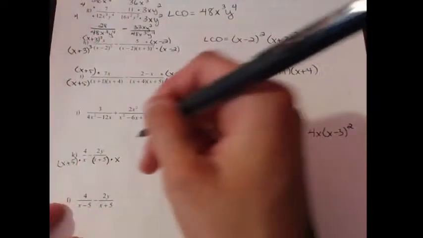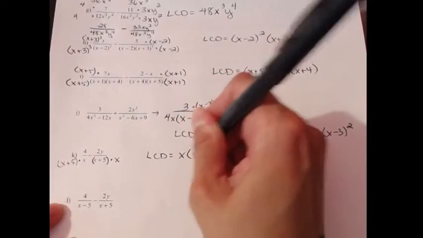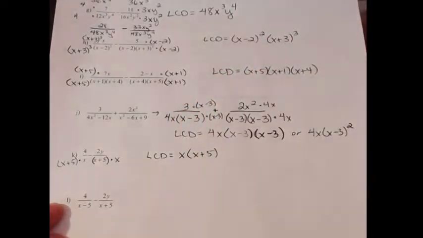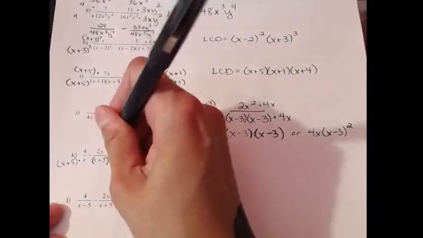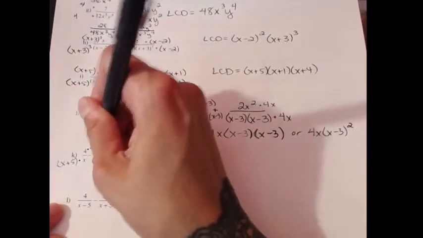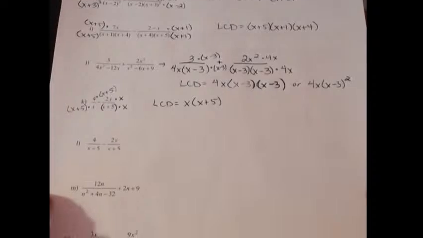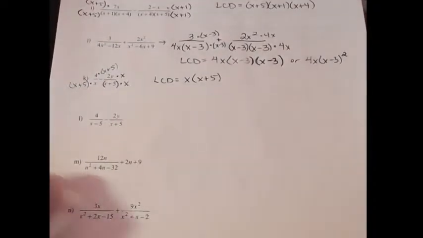Doesn't work mathematically. Which means our LCD in this case is going to be x times x plus 5. As a reminder, we would be multiplying our numerator by x, and we'd be multiplying our numerator in the first fraction by x plus 5. I know there's a lot of writing going on all over the place, but hopefully this is making a lot of sense. Okay? For part L, same thing.